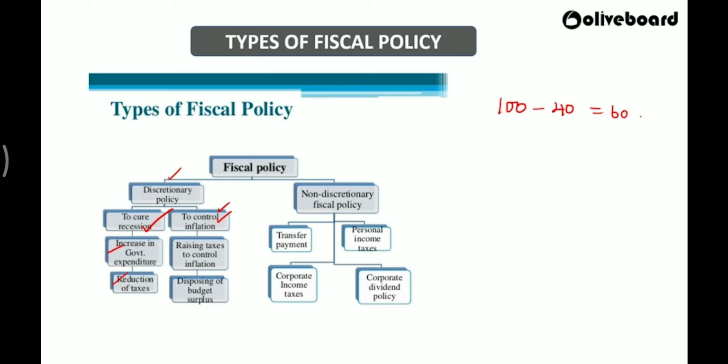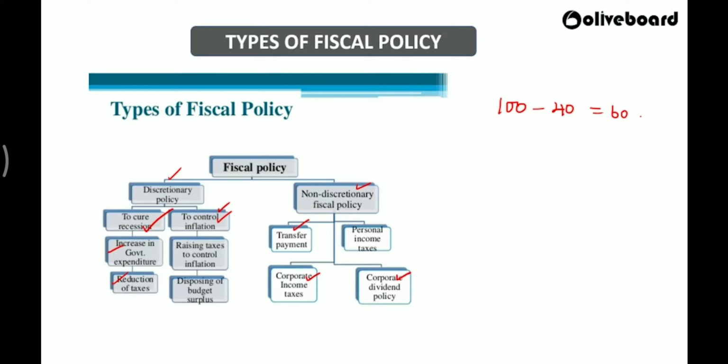All right. Now the next one is non-discretionary fiscal policy. So what does it mean? These are all called automatic stabilizers. These are all called what? Automatic stabilizers. These are there in the government policies all the time, inbuilt. These are inbuilt fiscal policies, we can say. For example, transfer payment. Transfer payment means what? Our pension and all those things, unemployment wages, all those things are called transfer payment. Corporate income taxes, these are all there already, and these will change accordingly.